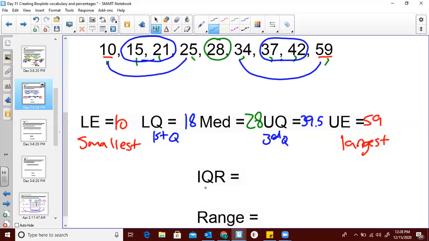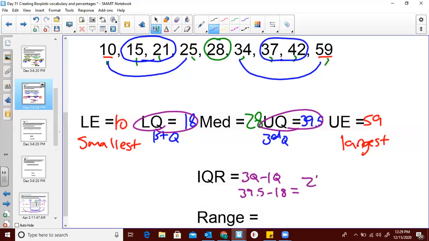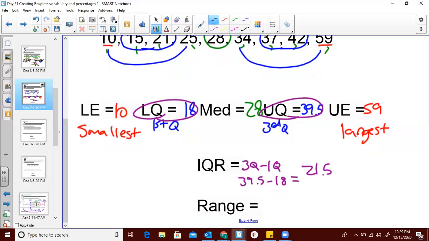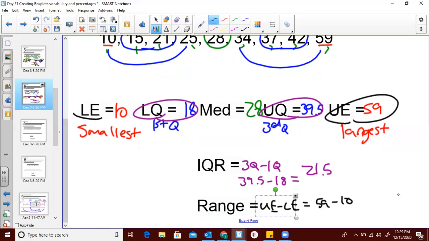Like we said, our IQR is just our third quartile minus our first quartile. So I have 39.5 minus 18. And when you simplify that, you'll get 21.5. And last but not least, our range is going to be our upper extreme minus our lower extreme, which for us is 59 minus 10. And you'll see that our range is going to be 49.